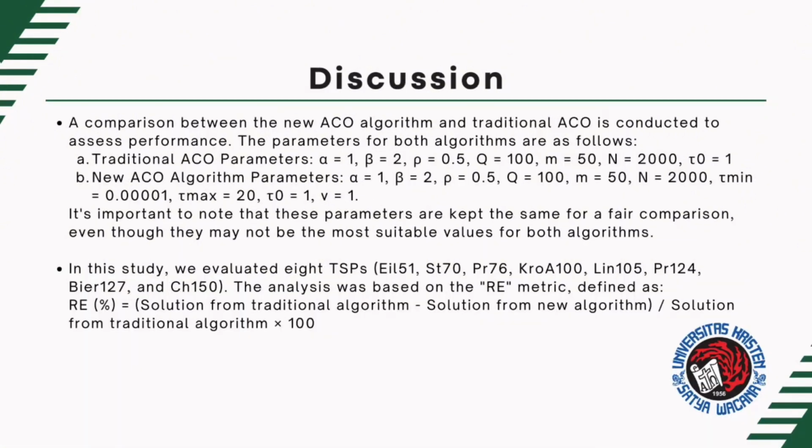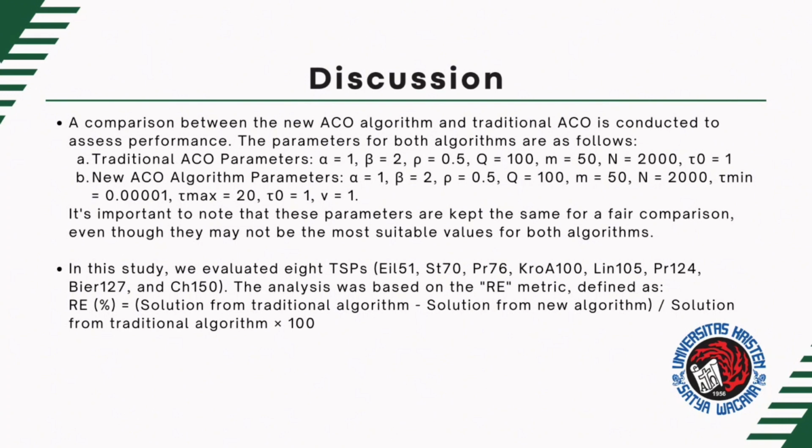Let's move on to the discussion section to explore and analyze the topics in more detail. A comparison between the new ACO algorithm and traditional ACO is conducted to assess performance. The traditional ACO parameters are as follows, and the new ACO algorithm parameters are as follows. It's important to note that these parameters are kept the same for a fair comparison, even though they may not be the most suitable values for both algorithms.